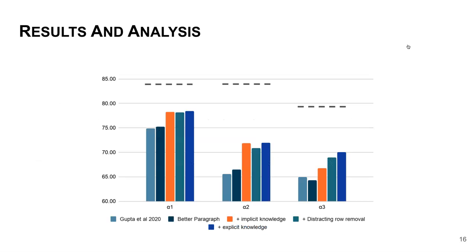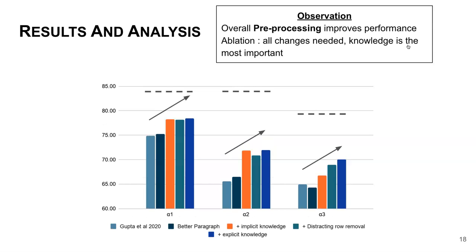So here's the performance. You can see the human baselines. You can also see Gupta et al. Now one basic thing we observe is that the performance improves as soon as we start incorporating pre-processing techniques. Overall we get a decent amount of gains and try to bring it closer to the human baselines. We also find in our ablation studies that knowledge addition is the most important.